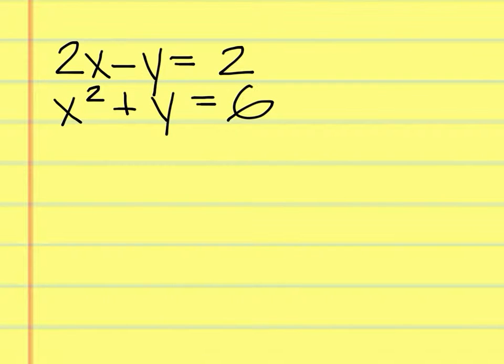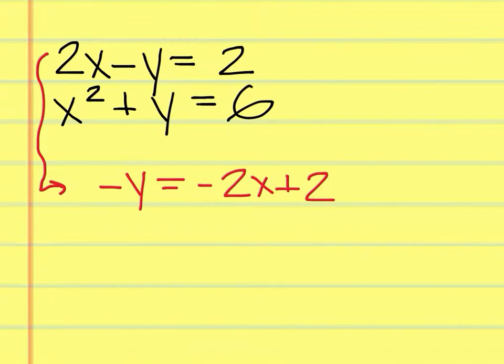When you start this problem, you have four things to choose from. You can isolate this, this, this, or this. It's your choice. I'm going to isolate this one here, this y. So we'll come down to this and do minus y equals negative 2x plus 2. Change the sign of everything.